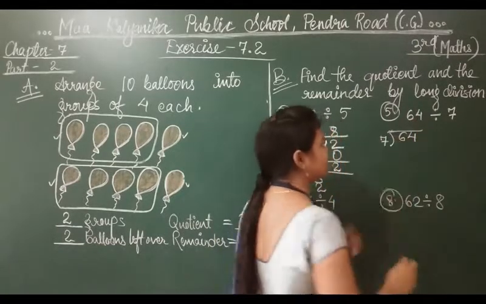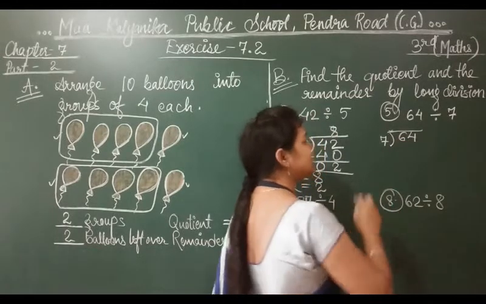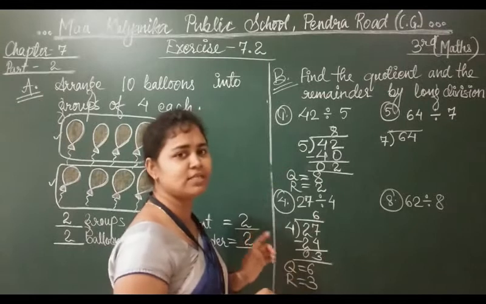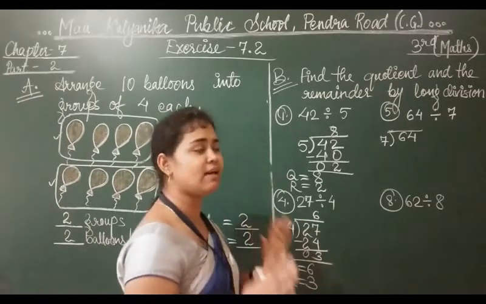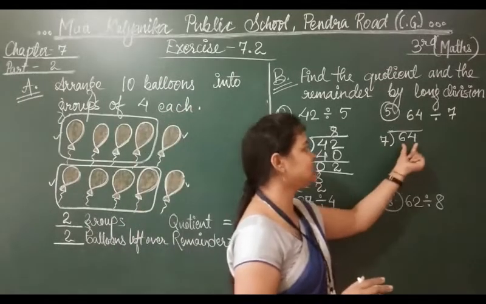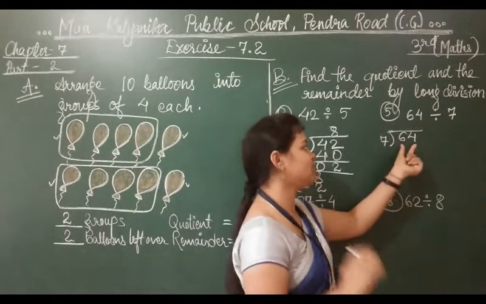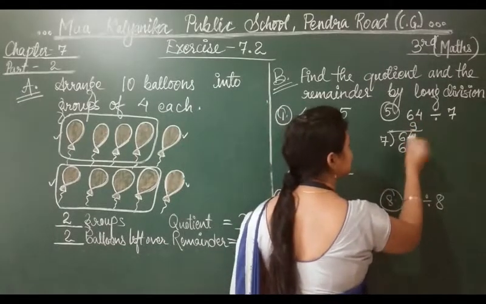7. So 7 is there, here 6 is there, it cannot be, so we are taking both the digits. 7 5s are 35, 7 6s are 42, 7 7s are 49, 7 8s are 56, 7 9s are 63, 7 10s are 70. 70 is greater, so 9 we will take. 10 we are not taking, 9 is 63.